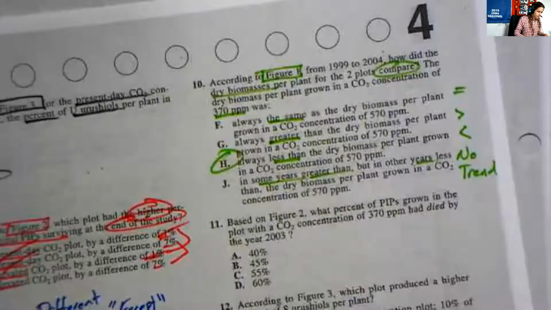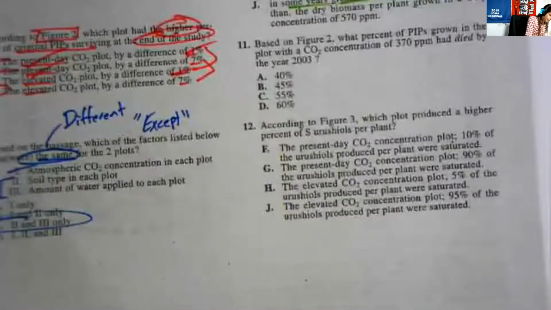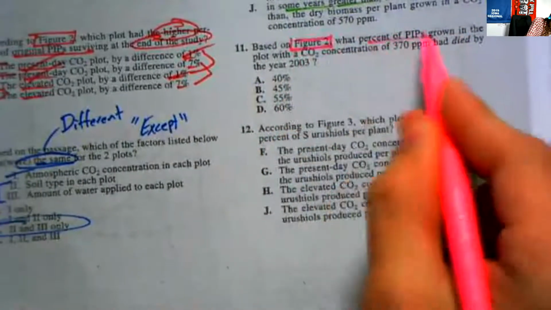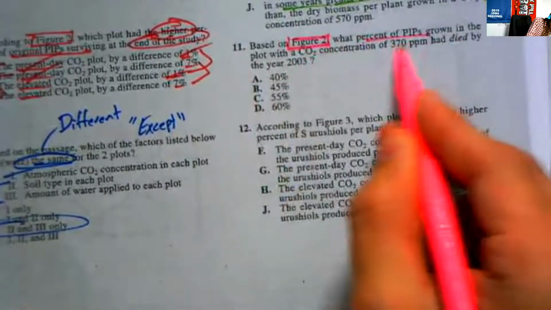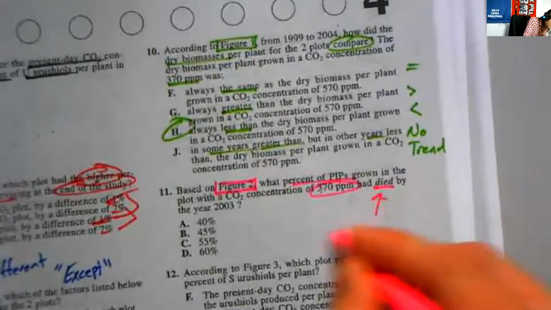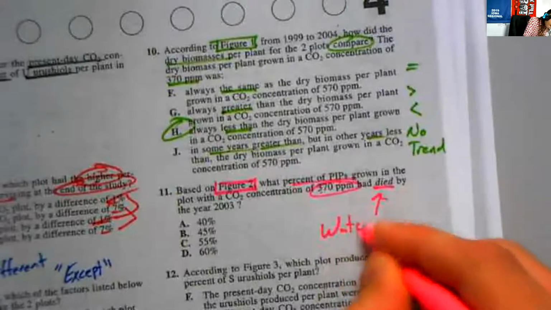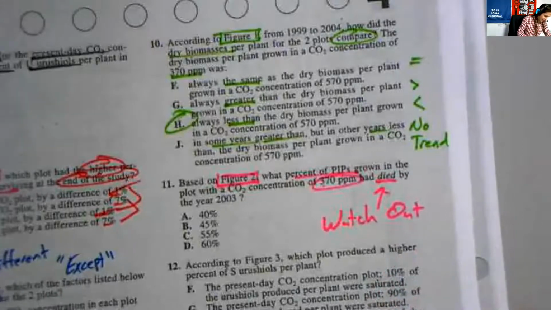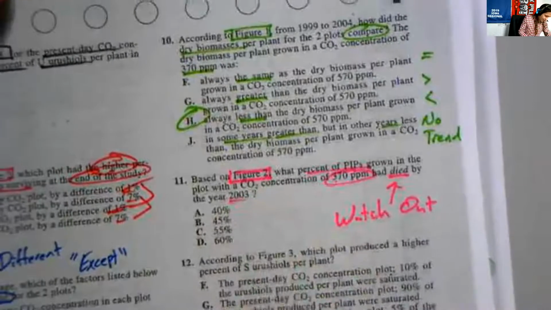4 down, 2 to go. Number 11, based on figure 2, what percent of PIPs grown in the CO2 concentration of 370 had died? And when it puts a word in italics, italics mean watch out, because they've probably just flipped something on you. Italics means they're going to flip the question and make you try and say the wrong thing. So, died by 2003.